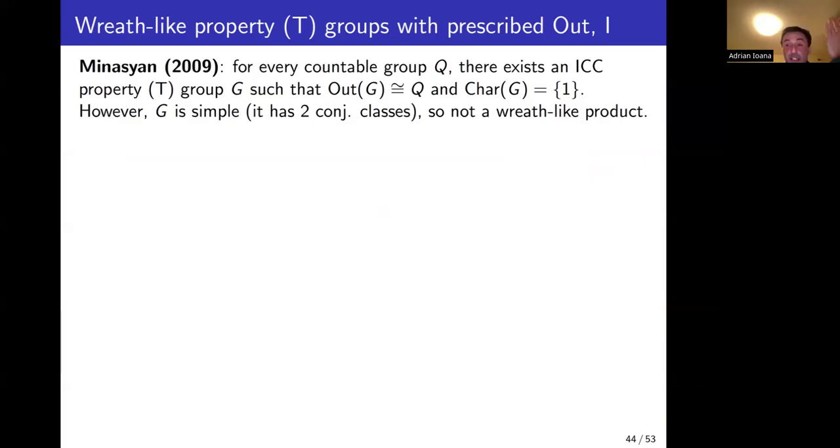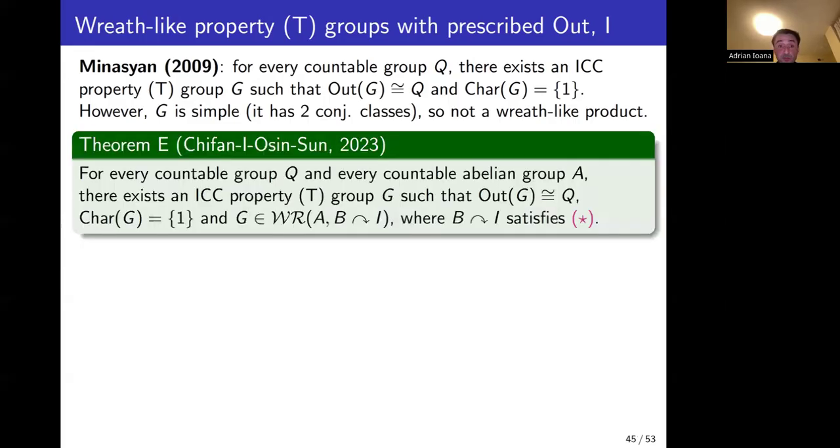However, this doesn't combine with our theorem because Minassian's groups have two conjugacy classes. In particular, they're simple, so they are definitely not Wreath-like products. So instead, we prove the following result. So for every countable group Q and every countable abelian group A, there exists an ICC property T group G with the following properties.